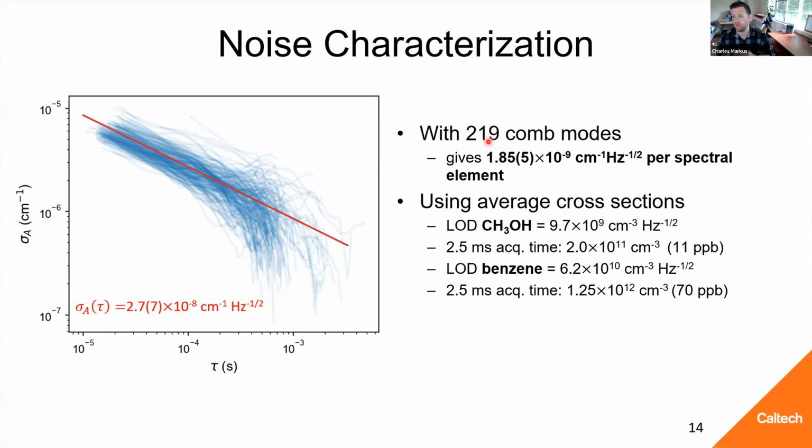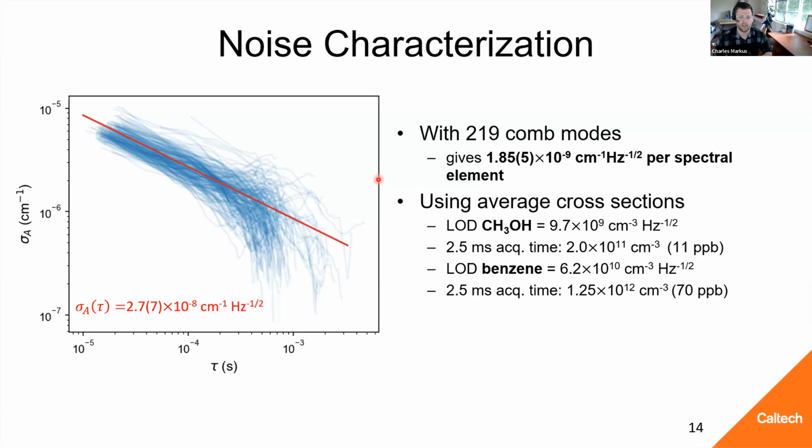And so just to get an idea of what kind of sensitivities this would give us for a measurement, given the cross-section of methanol, with our 2.5 milliseconds of acquisition time, we would have a signal to noise ratio of 1 for 2 times 10 to the 11 per centimeter cubed of methanol, so down to around 11 parts per billion. And for a, let's say, weaker absorber like benzene, we can get down to 1 times 10 to the 12 per centimeter cubed.